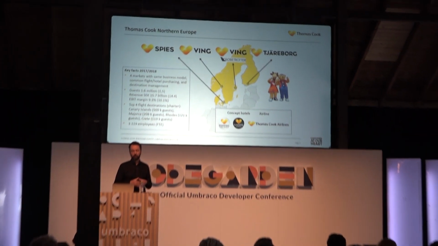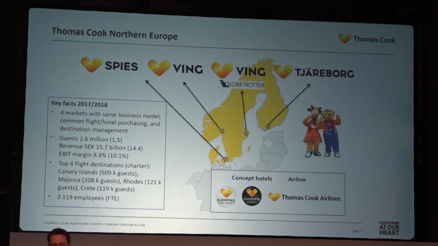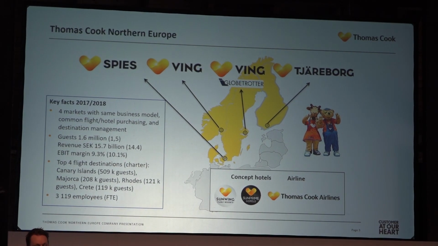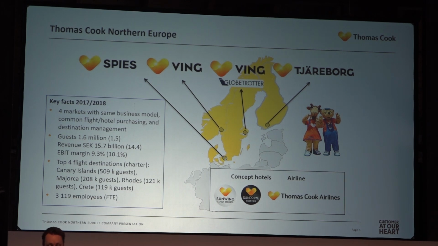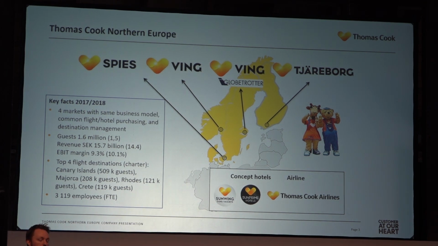For those of you who don't know, I work at Thomas Cook Northern Europe, and within the Thomas Cook group we have companies called Spies, Ving, and Cherborg, which are travel companies within the Nordic countries. These four companies have the same business model. We don't have the same customers, but we have the same kind of customers: charter customers going to different countries. So when we are selling and preparing these trips, we do it in the same way in all four countries.